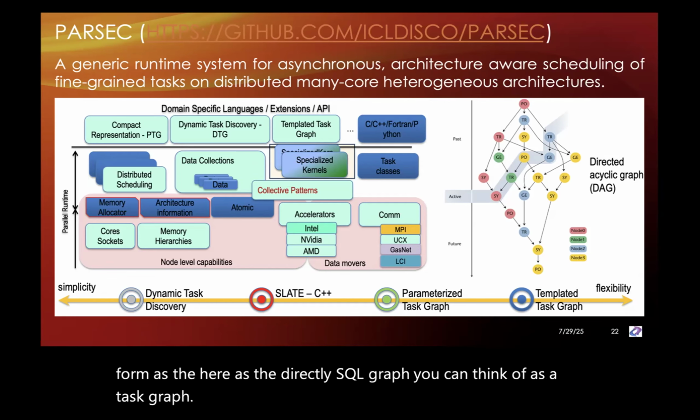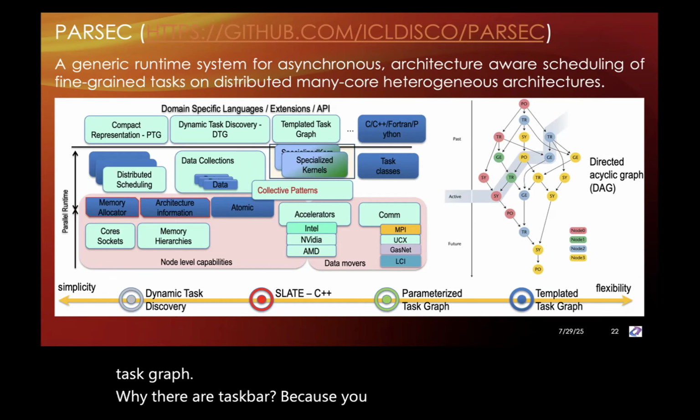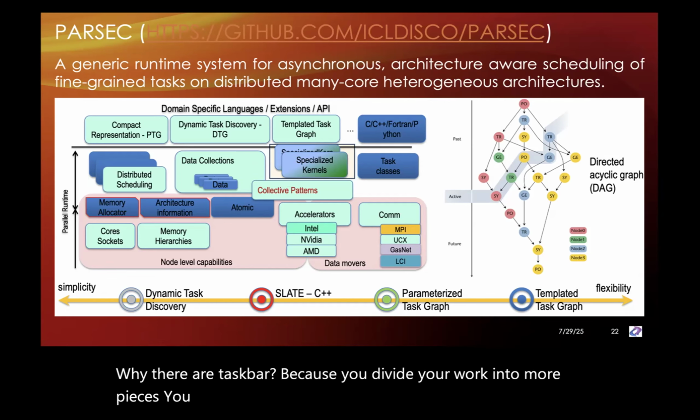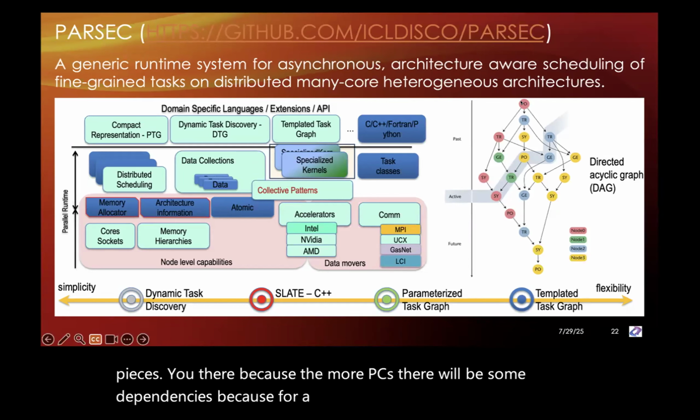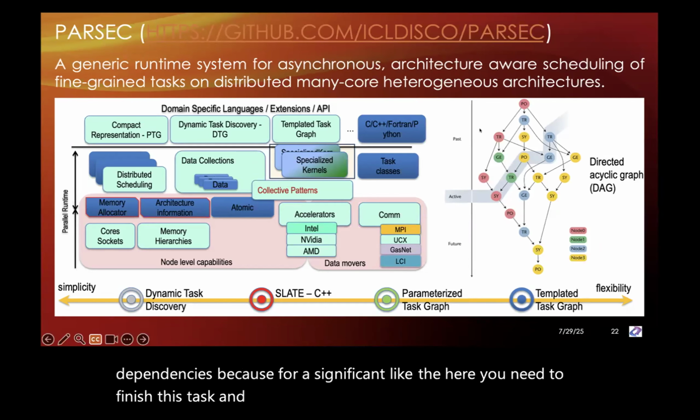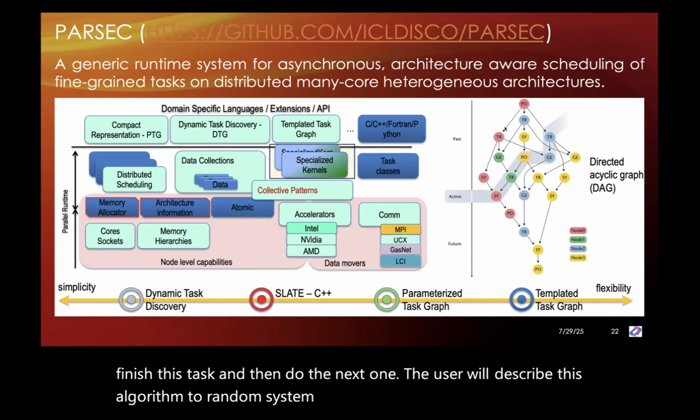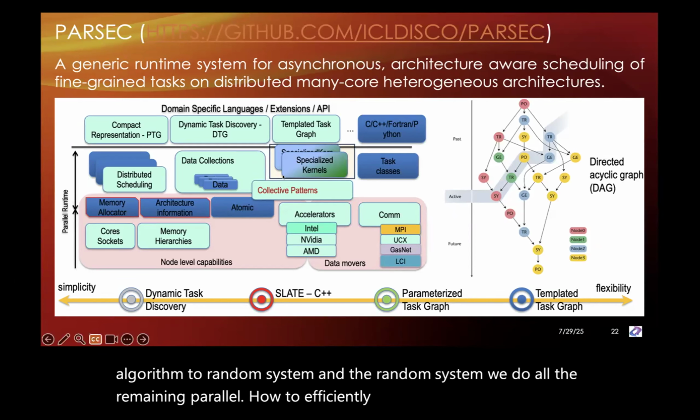Why a task graph? Because you divide your work into more pieces, and with more pieces there will be some dependencies. Like here, you need to finish this task and then do the next one. The user describes this algorithm to the runtime system, and the runtime system does all the remaining work of how to efficiently run on the different architectures.